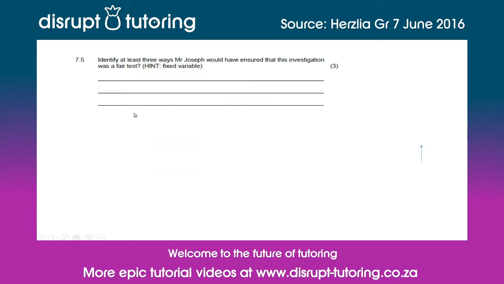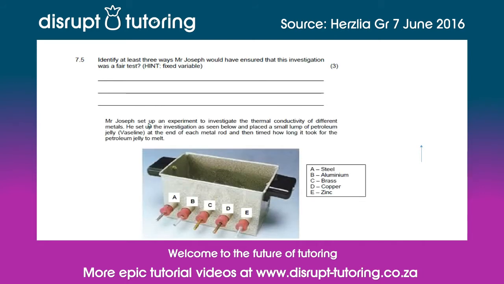Moving right along, 7.5 says identify at least 3 ways Mr. Joseph would have ensured that this investigation was a fair test, and the hint is to think of a fixed variable. Okay, so let's bring to mind what it is we're talking about. Is the experiment again with the narration.